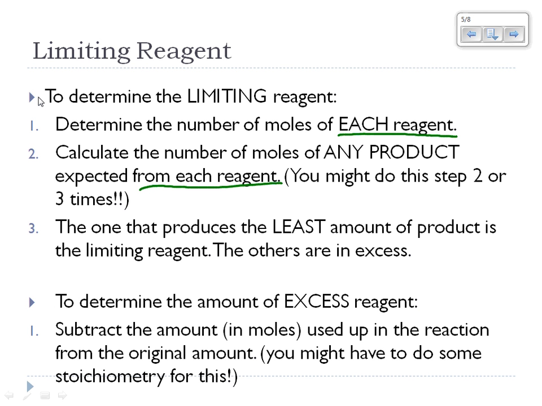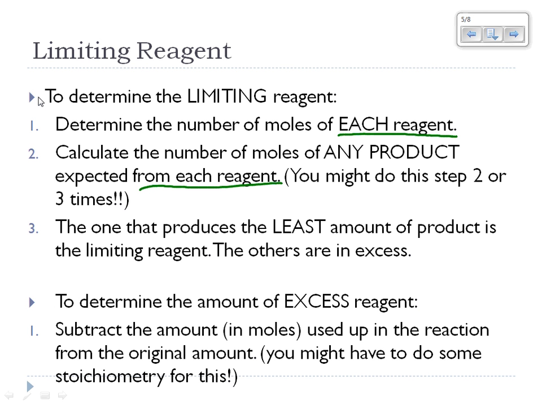If I've got 3 reactants, I'm going to have to do this step 3 times. If I've got 2 reactants, I'm going to have to do this step 2 times. If I've got 8 reactants, I'm going to have to do this step 8 times, but I probably won't give you one that's that hard because that's really mean and a lot of work. And then step 3: the reagent that produces the least amount of product is the limiting reagent. The others are in excess.